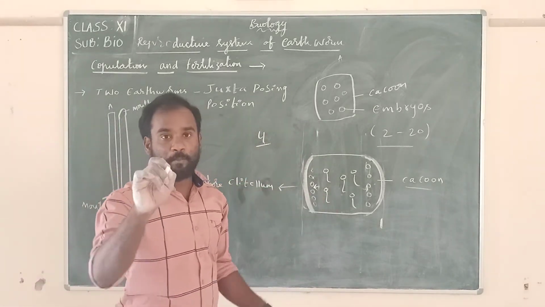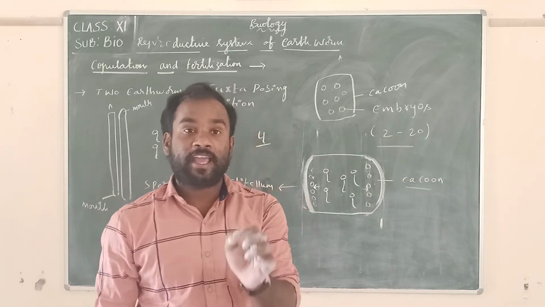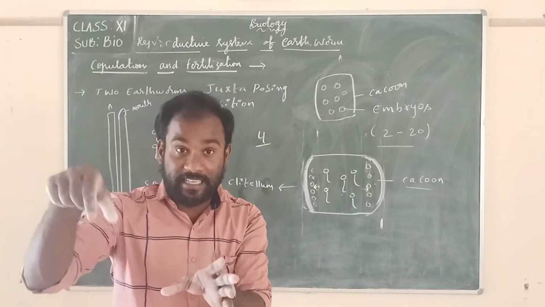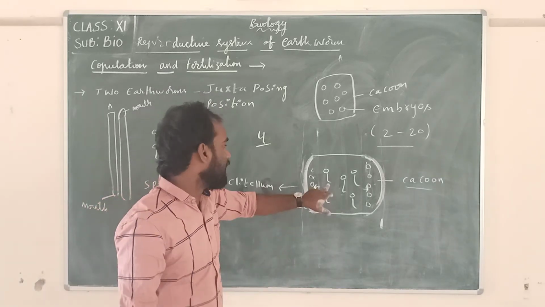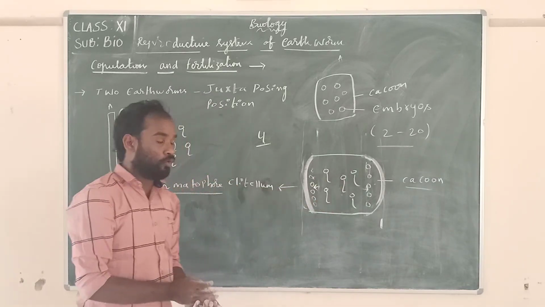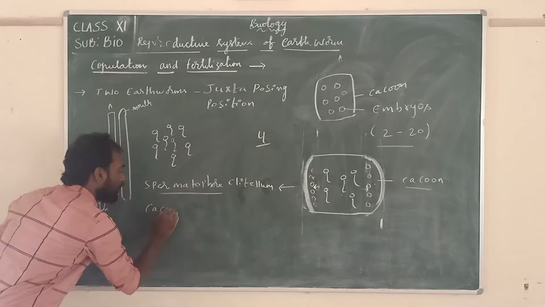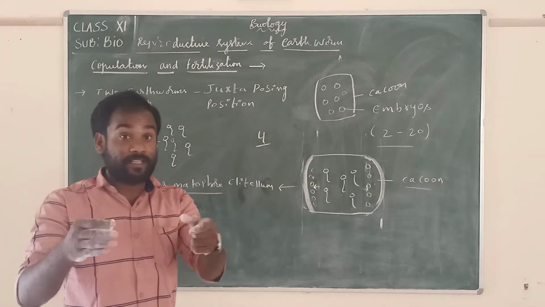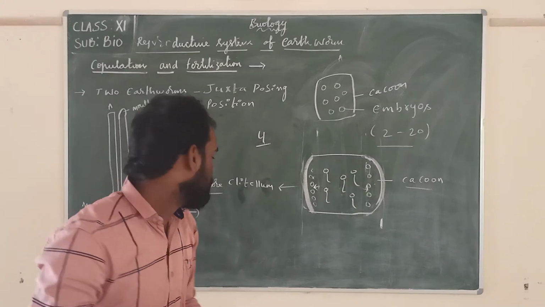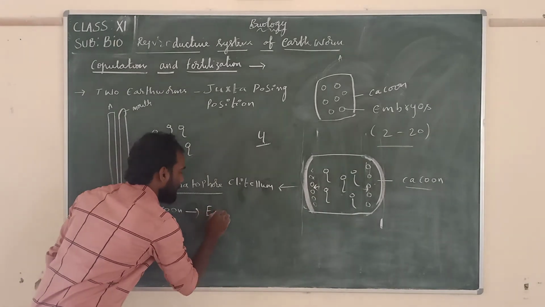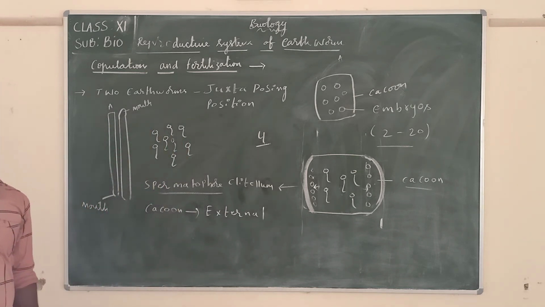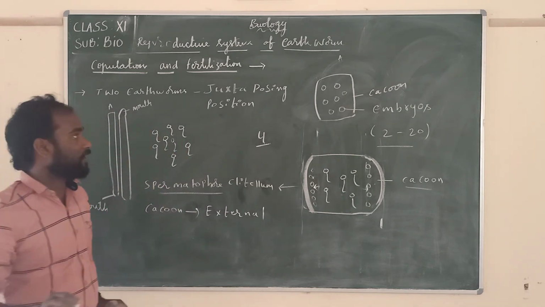Now, very important point. Where does fertilization take place? Does it take place in the earthworm? No. Fertilization takes place in the cocoon. So that means fertilization doesn't take place in the earthworm. The fertilization is external fertilization.